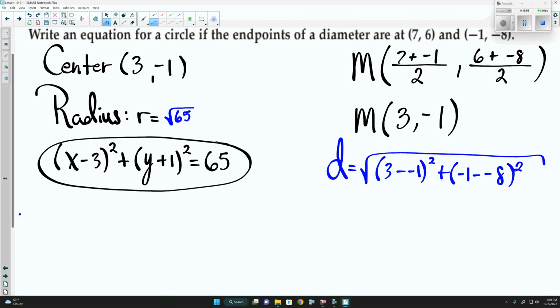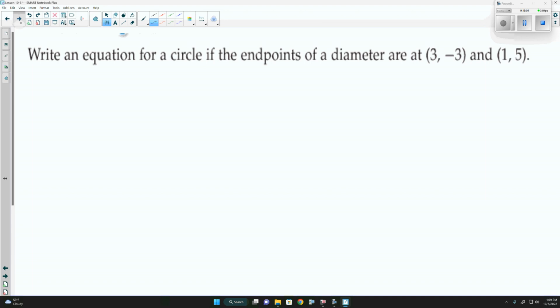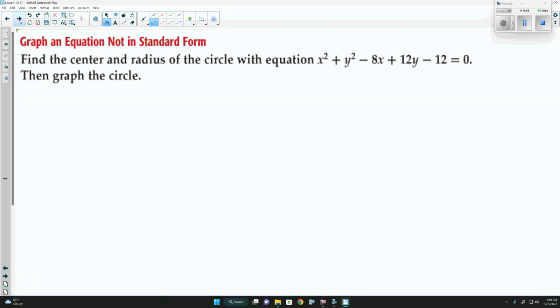Questions on this here? Any questions on anything we've done so far? We have one last one. Now for this here, we just want to find the center and radius. They gave us the equation of the circle in standard form, quote unquote standard form, in expanded form. So we need to get it back into our sets of parentheses squared.